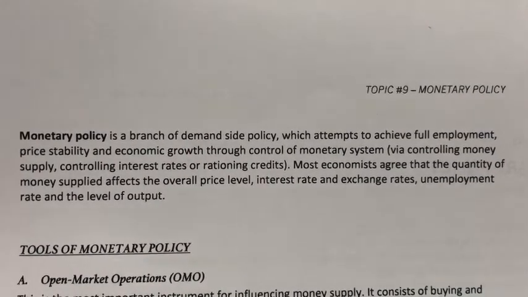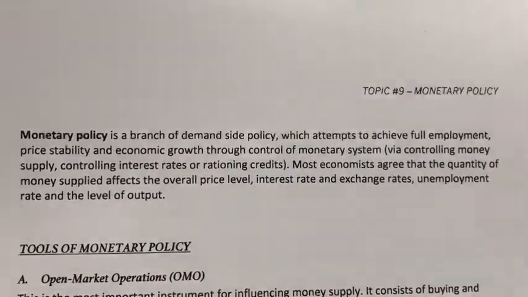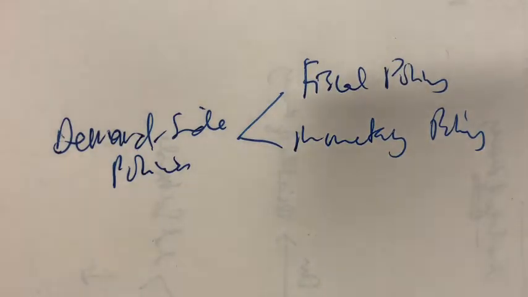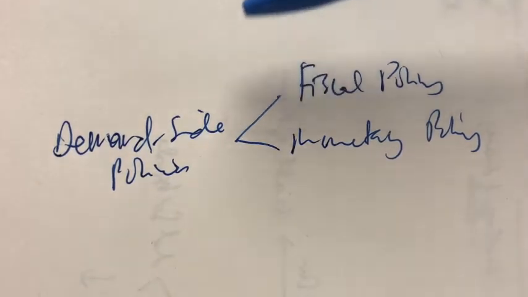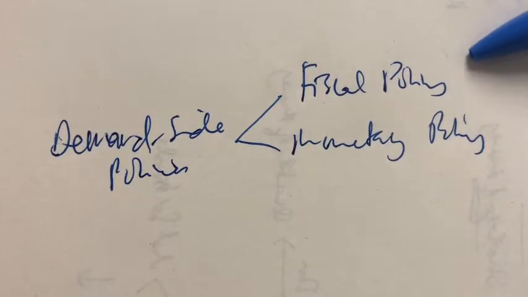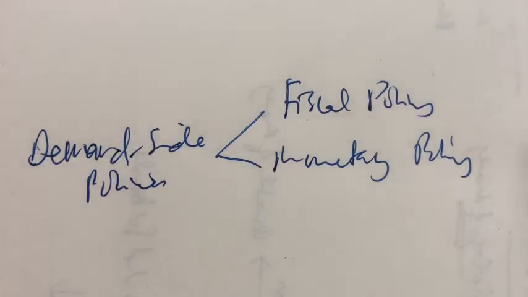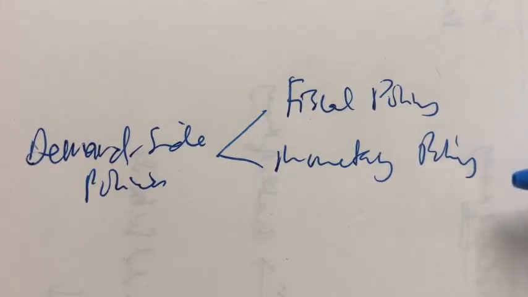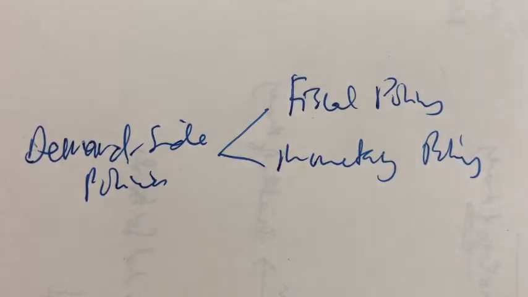In this video, we will learn about monetary policy. You may have remembered at the beginning of our course, I did mention that we will be learning demand-side policies only. And there are two types of policies under the demand side, which are fiscal policy and monetary policy. The main reason why they are called demand-side policies is because these policies will affect or influence the aggregate demand.